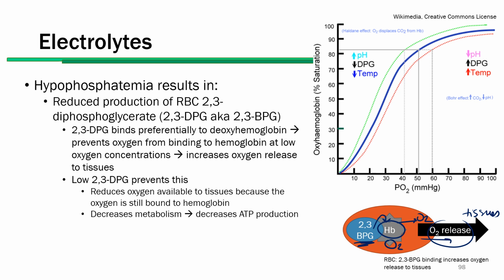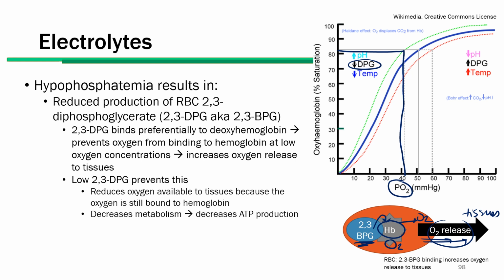When that's released, and this will be a picture that's very familiar to you, as DPG is decreased, then our saturation of oxygen goes down at any given pressure. And we don't want that. We don't want our oxygen levels to go down, our saturation, because that's a measure of how much oxygen is available to be released to the tissues. And we want the tissues to have that oxygen. So we need to get that out there.